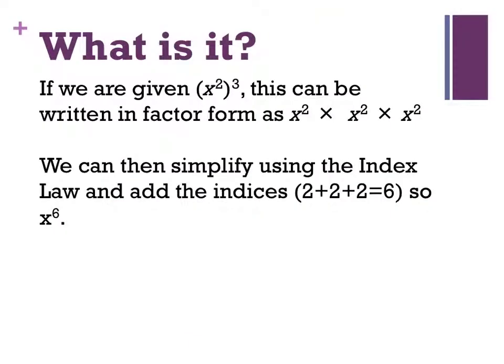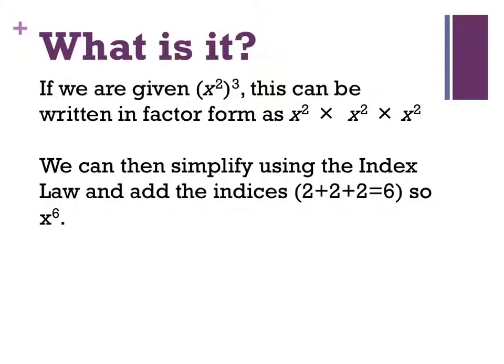Okay, if we're given x to the power of 2, brackets, to the power of 3, that's saying not x to the power of 2 times 3. That's actually saying x to the power of 2 times x to the power of 2 times x to the power of 2. Because remember, when you put something to a power, it means times itself that many times.